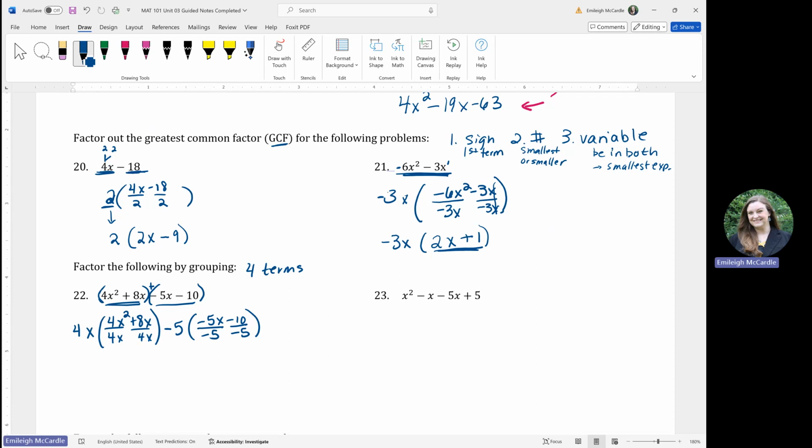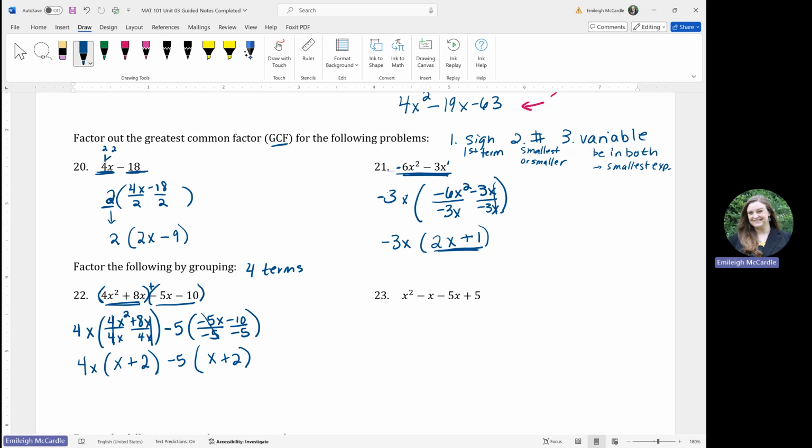Next step is to simplify. So bring down that 4x, and let's look at what we have. 4 divided by 4 is going to cancel. x squared divided by x is just x, plus 8 divided by 4 is 2, and our x is canceled there. Bring down the minus 5. Negative 5 and negative 5 cancels and leaves me with x. Negative 10 divided by negative 5 is positive 2, or plus 2.